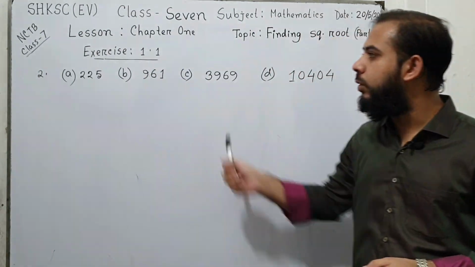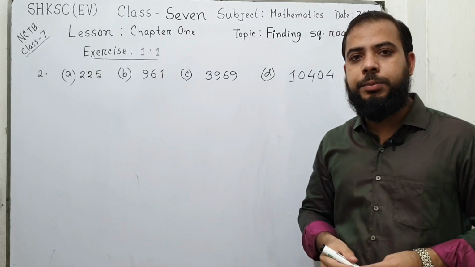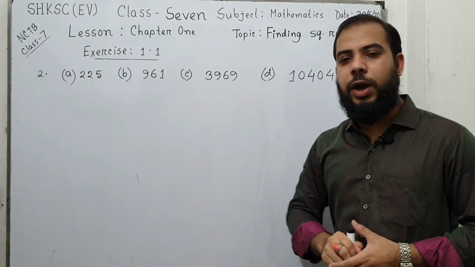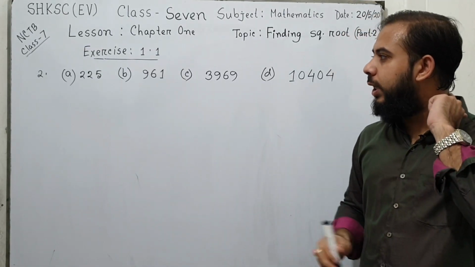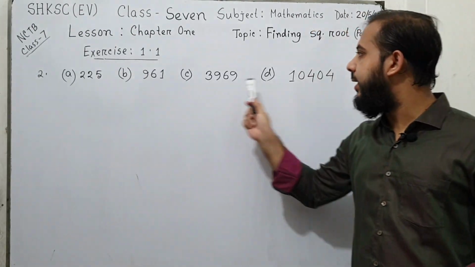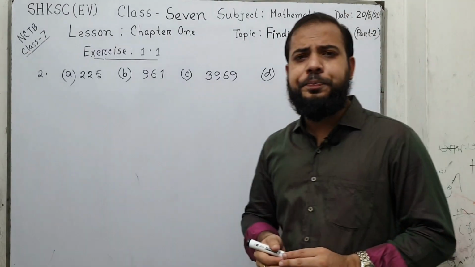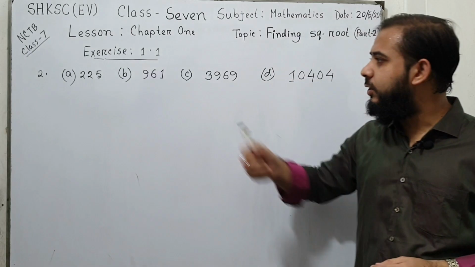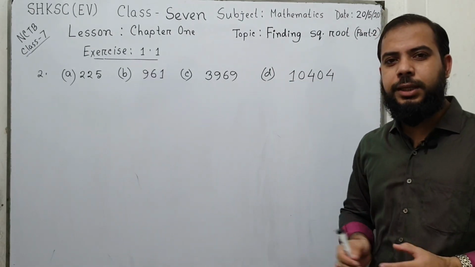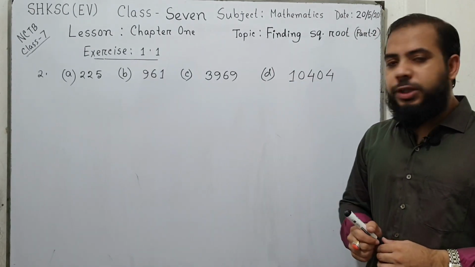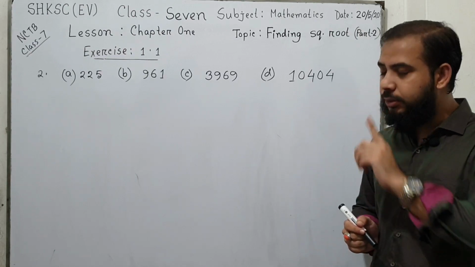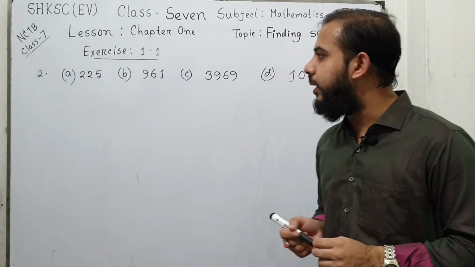You can see on the board, in your textbook, exercise 1.1. In number 2 there are 4 maths: A, B, C, D. The question asks: find the square root of these numbers by using long division method. So let's see how to do long division method for these numbers.